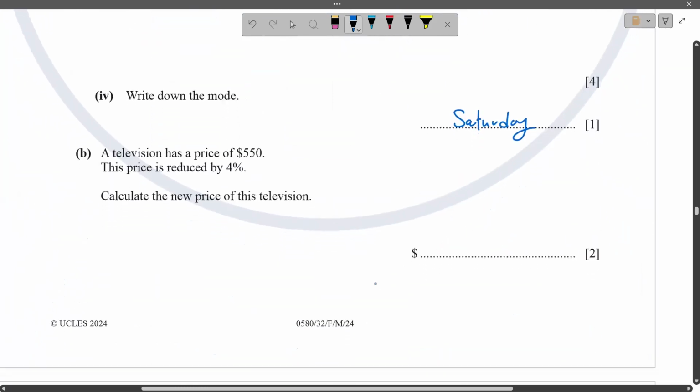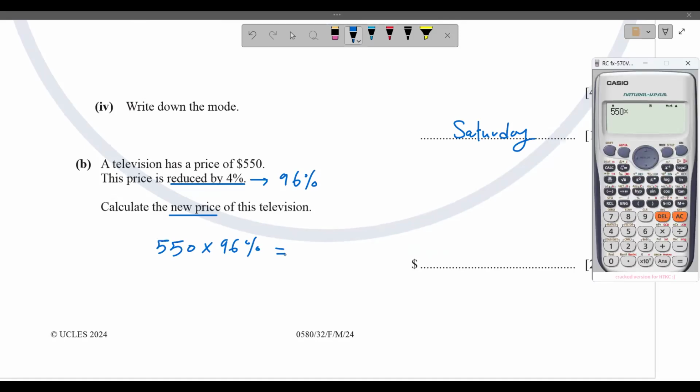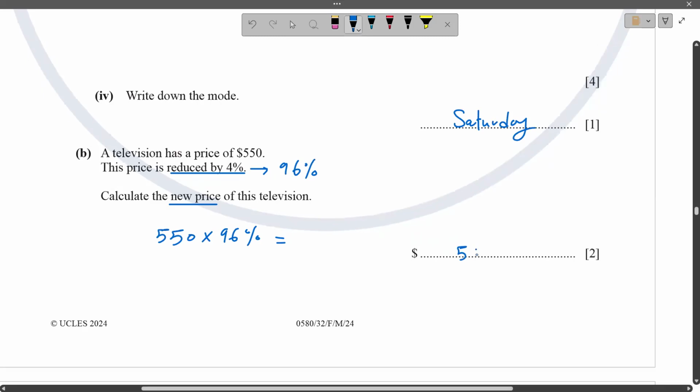A television has a price of 550. The price is reduced by 4%. We need to get the new price. As it's reduced by 4%, the new price is 96% of the original price. So it's 550 multiplied by 96%, which is equal to 528.